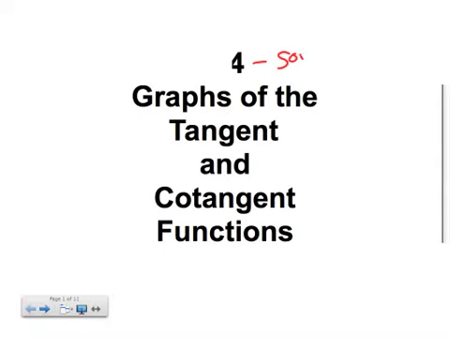Graphs of the tangent and cotangent functions. The graph of the tangent actually shows up in 7.1, and cotangent actually shows up in 7.2. Sections 7.1, 7.2, 7.3, and 7.4 kind of cover a bunch of things, so we just gave it the name 7.4 for the people that aren't really watching the videos and are using their tutors instead of the videos to teach them. So, alright, here we go.